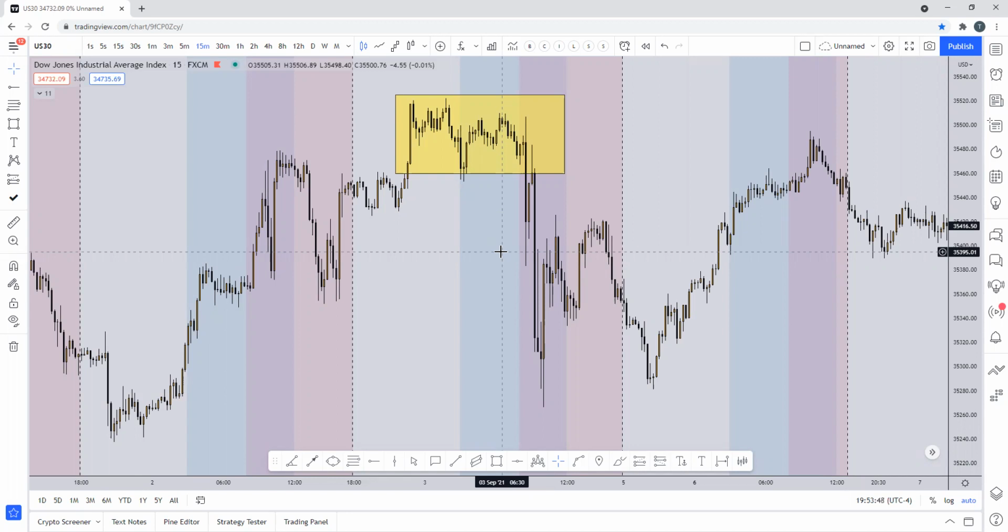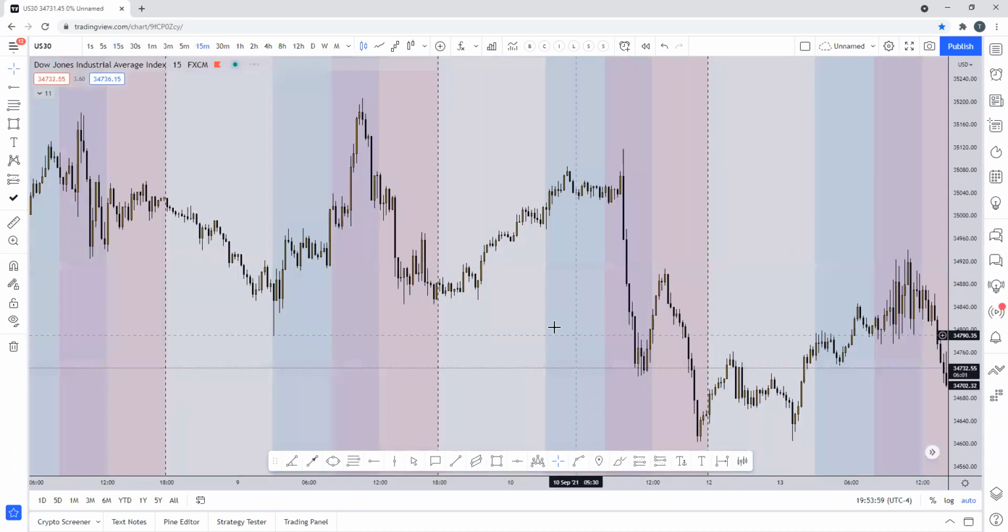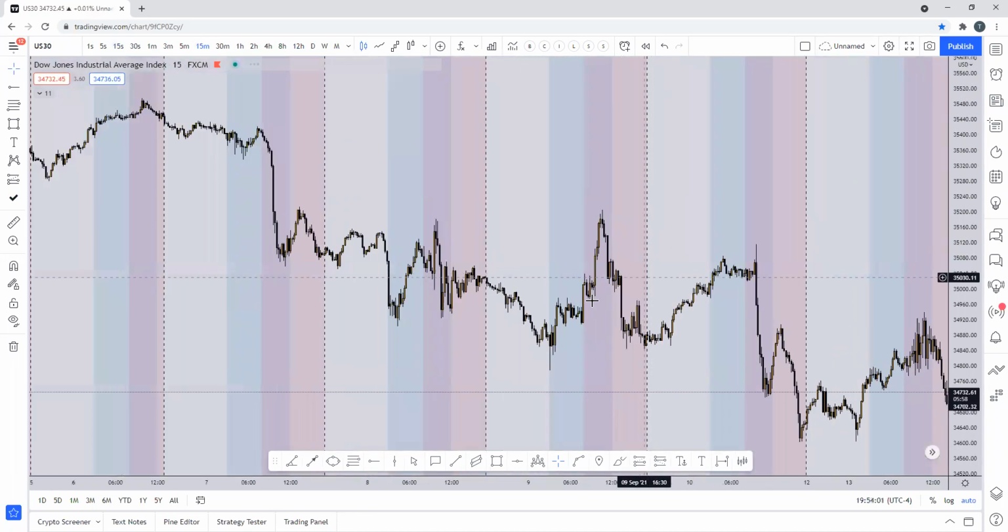So the first type of imbalance is like a gap in the market. I'll go to the seconds because that's the easiest place to see them. You see gaps all over in the market. That's imbalance. So coming back to the 15-minute, I'm looking for gaps in the market.